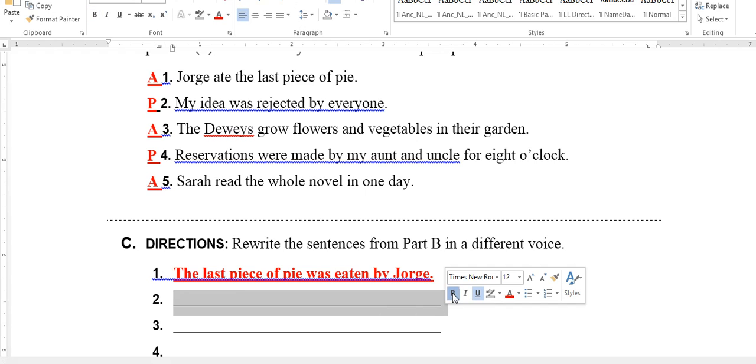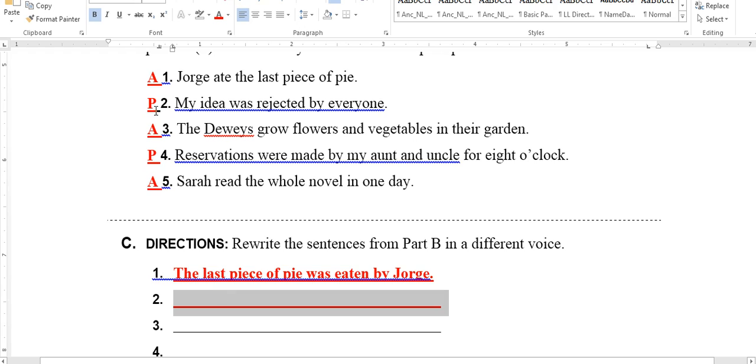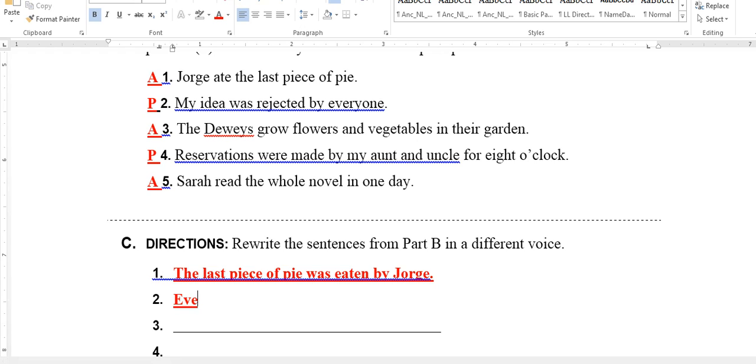Second sentence. It's a passive: my idea was rejected by everyone. So I will transform this by exchanging the subject and the object. I will start with everyone. Where the action was rejected in the passive form, so it's in the past, the past tense in the active form will be rejected. Everyone rejected what? The object here, my idea, the recipient.